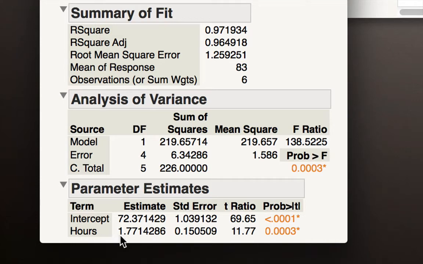Our next line is the parameter of the slope. So our slope in this model was 1.77. For every additional hour of study, we're adding 1.77 points to the grade a student is expected to get. Next to our estimate, we have the estimated standard error, 0.15. Now before I go on, notice that the estimated standard error for the slope is substantially smaller than the estimated standard error for the intercept.